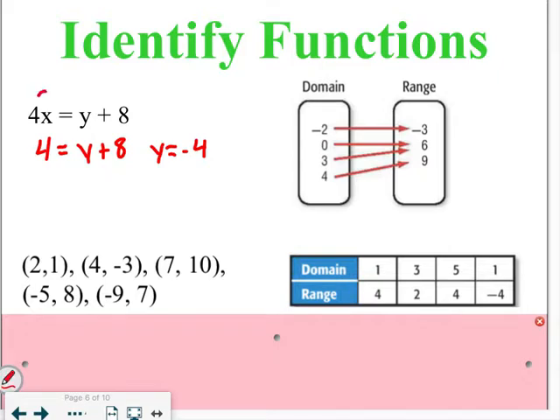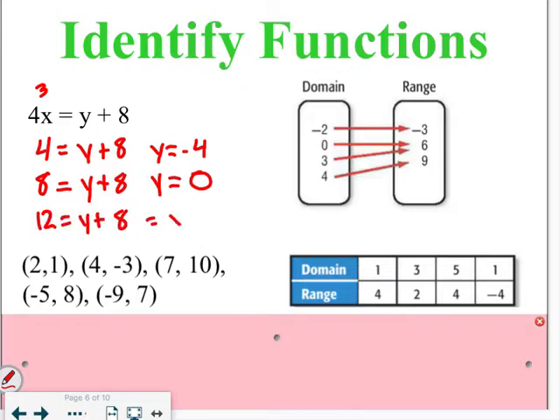The next thing I would check is 2. So I get 8 is equal to y plus 8. That gives me y is equal to 0. And then I would check 3. 3 times 4 is 12 is equal to something plus 8. That is giving me an answer of +4. You could keep going and plugging in more numbers, but you would find that none of your y values are going to repeat. So this is an example of a function.